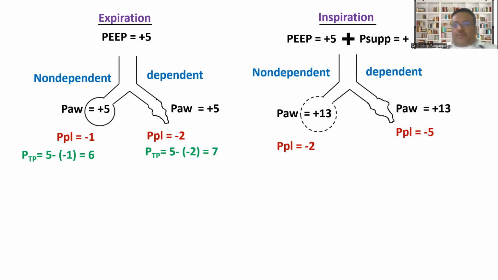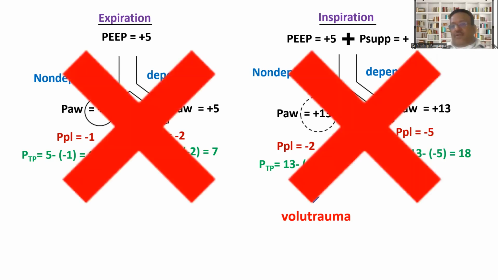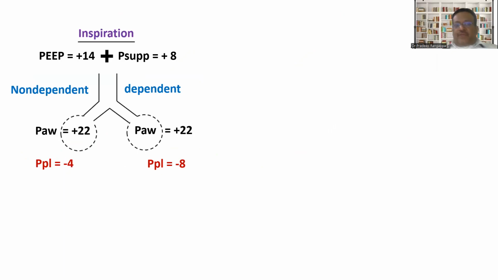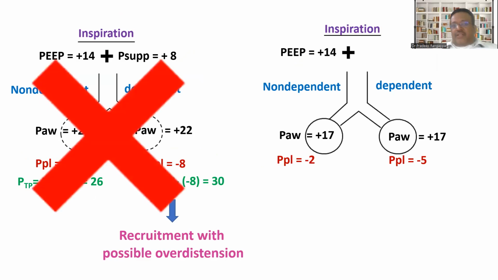During inspiration, along with PEEP, you have put pressure support. So in the non-dependent lung, which is the recruited lung, transpulmonary pressure becomes 15, and transpulmonary pressure in the dependent lung is 18. And here there is overdistension of alveoli because this was already recruited. Here you are providing a transpulmonary pressure of 15, which is not needed. That leads to volume trauma. And this is not a good situation for us. Then we look into a situation where both are recruited during inspiration. So here there is no problem. But here you see there is a recruitment with possible overdistension that is not needed.